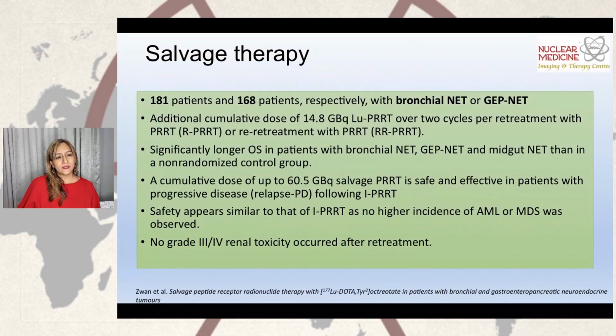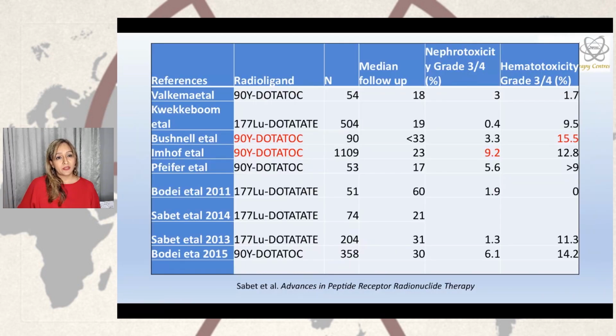Salvage therapy has also been proven to be very safe and effective. Here I present a study with a good number of patients, 181 and 168 in bronchial NET or GEP NET respectively. These patients all had a good response after the initial PRRT, and subsequently they had progressed, so they were considered candidates for the study. They all had retreatment with PRRT. They found that the safety appears to be similar to that of the initial PRRT, with no higher incidence of AML or MDS being observed, and no grade 3 or grade 4 renal toxicity occurred after the retreatment.